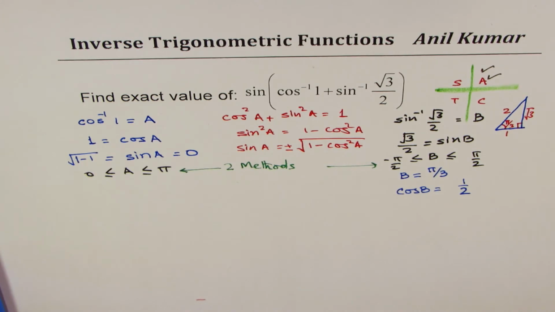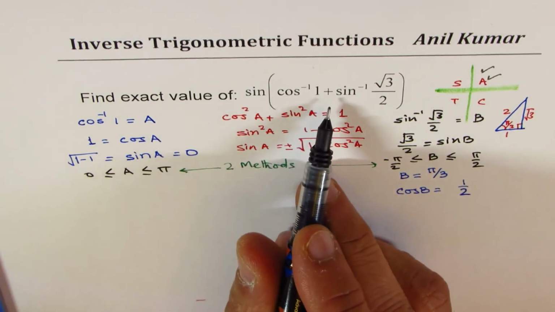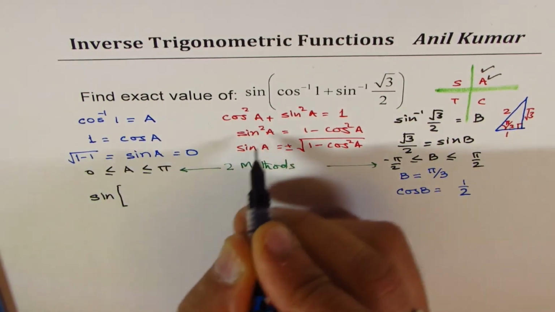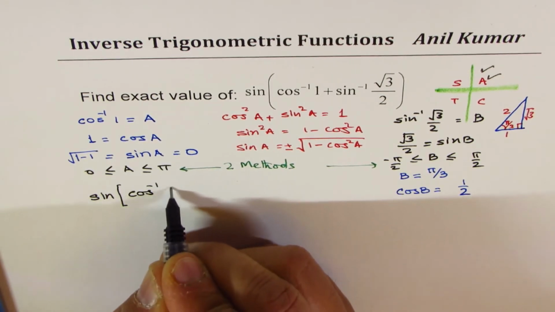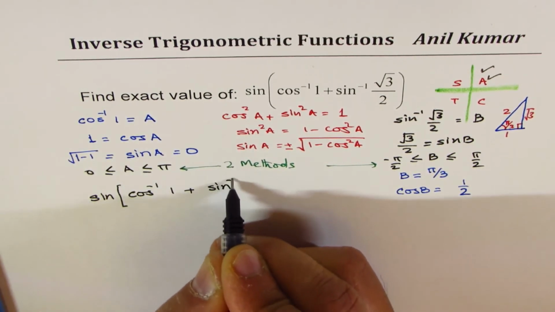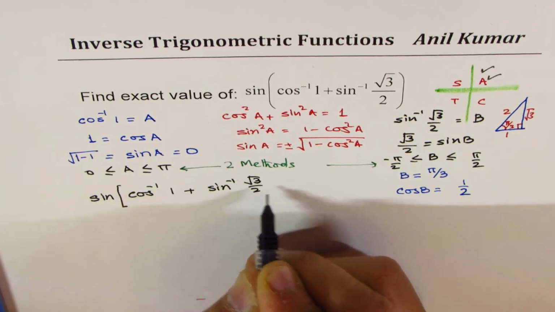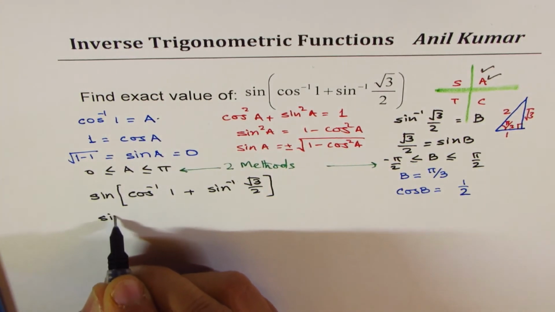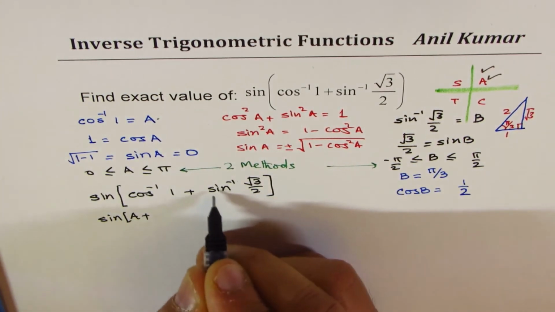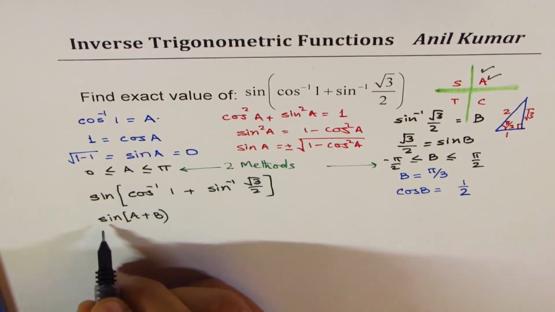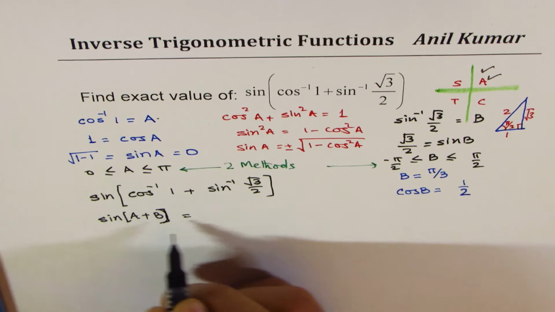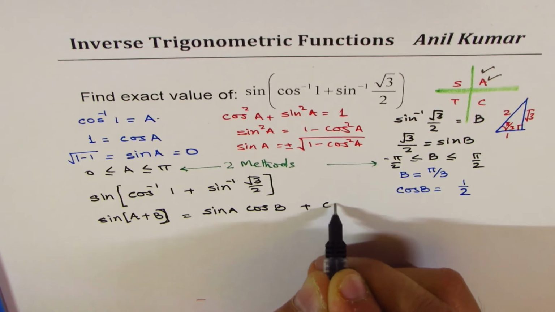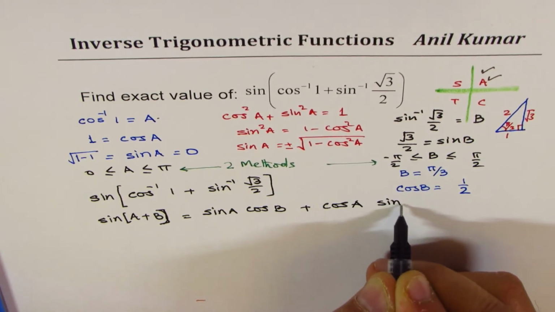Now let's begin to solve the question itself. We have to find the exact value of sine of cos inverse 1 plus sine inverse square root 3 over 2, correct? Cos inverse 1 is A, so I could write this as sine of A plus sine inverse, which is B. What is sin (A plus B)? Sin (A plus B) is sin A cos B plus cos A sin B, correct?